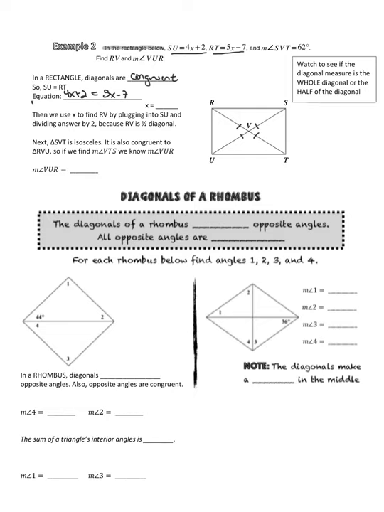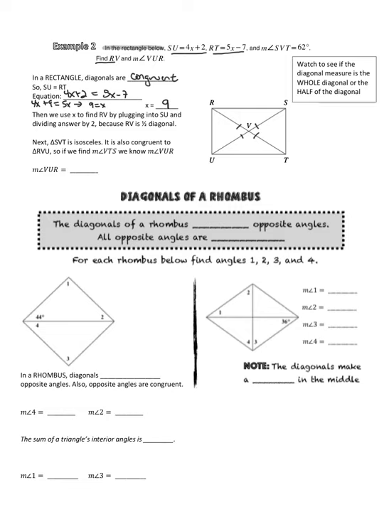That gives me 4x plus 9 equals 5x. Subtract 4x from both sides and I get 9 equals x. So x equals 9. And we are supposed to find RV. Well, RV is 1/2 of RT.